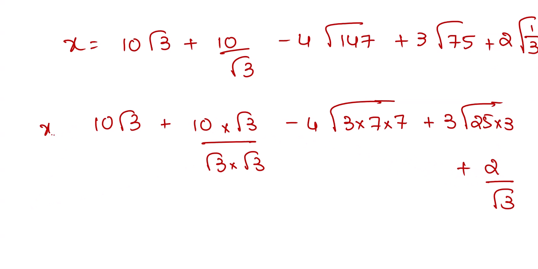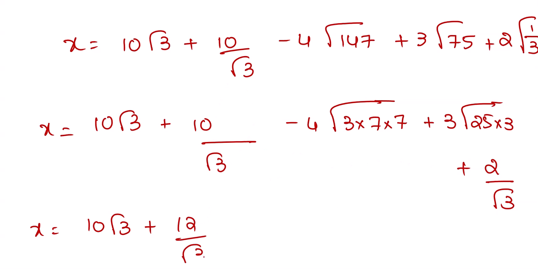Next one, 10 root 3. Here root 3 gets cancelled. This is 10 divided by root 3. Okay, no. Our thought is different, right? Or keep it as it is. 10 plus 2, 12 will come, right? Keep it as is, no need to do rationalization. 10 plus 2, 12. 12 divided by root 3.